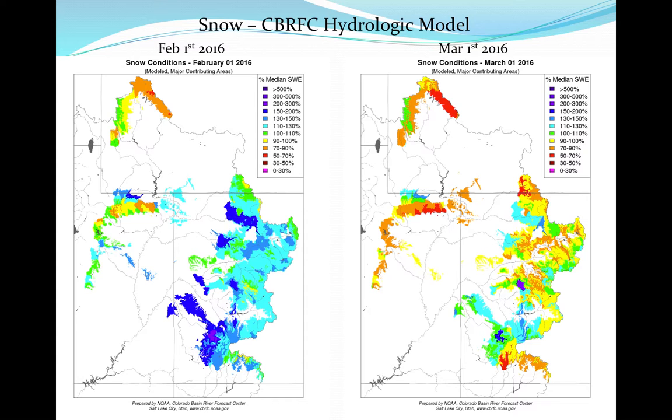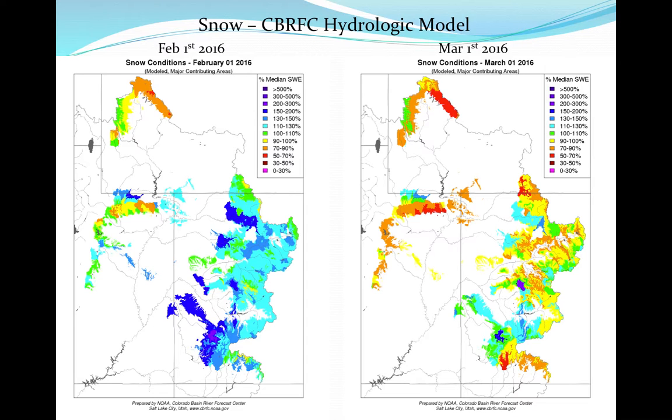Looking at how that snow is represented in our hydrologic model and just how it's changed over the past month. The figure on the right shows February 1st conditions, and you can see, like I said earlier, we were hovering around that 110% of average snowpack in many of the headwaters regions, particularly in west central Colorado, the headwaters of the Gunnison, that area. So things were looking pretty good.